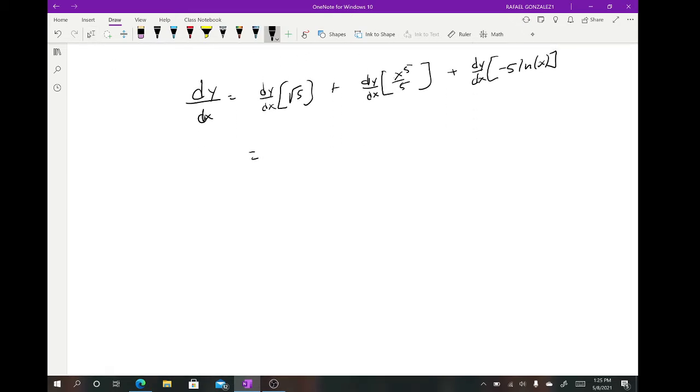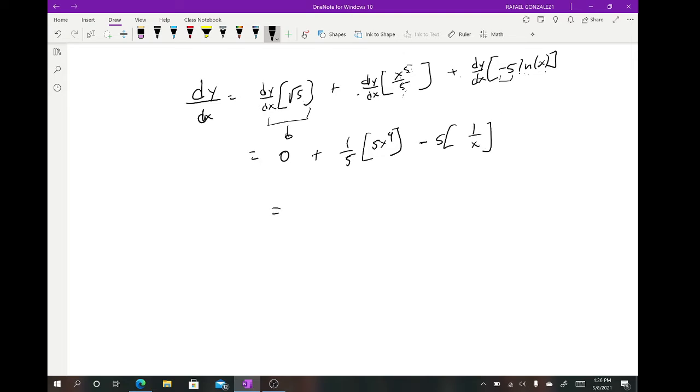Now, the derivative of the square root of 5 is just 0 because it's just a constant, and the derivative of any constant is 0. The derivative of x to the 5 over 5 is just 1 over 5 times the derivative of x to the 5, because it's a constant, we could pull it out. So the derivative of x to the 5 is simply 5x to the 4 by the power rule. And finally, the derivative of negative 5 ln of x is negative 5 times the derivative of ln of x. Remember, ln of 5 is a constant, so again, we could pull it out. And the derivative of ln of x is just 1 over x.